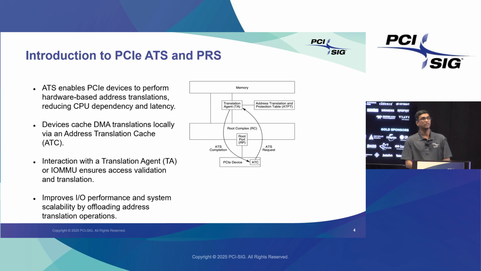Let me start with a little introduction of ATS and PRS. It has been around for a long time, but I will give a quick overview. In traditional PCIe systems, if a device wants to access any memory location, it needs to map the virtual address to a physical address. For that, it needs to talk to the CPU or IOMMU.